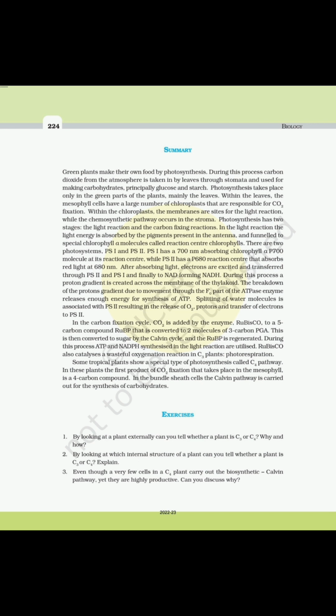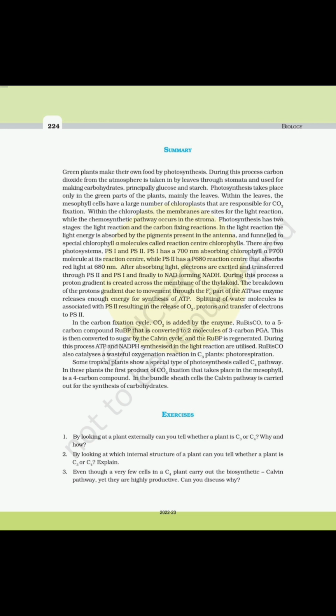Splitting of water molecules is associated with PSII, resulting in the release of O2, protons and transfer of electrons to PSII. In the carbon fixation cycle, CO2 is added by the enzyme rubisco to a 5-carbon compound RuBP that is converted to 2 molecules of 3-carbon PGA. This is then converted to sugar by the Calvin cycle, and the RuBP is regenerated. During this process ATP and NADPH synthesized in the light reaction are utilized.